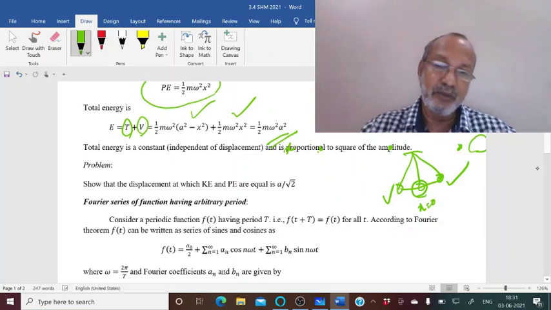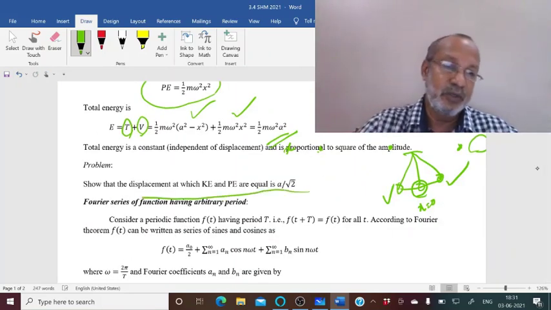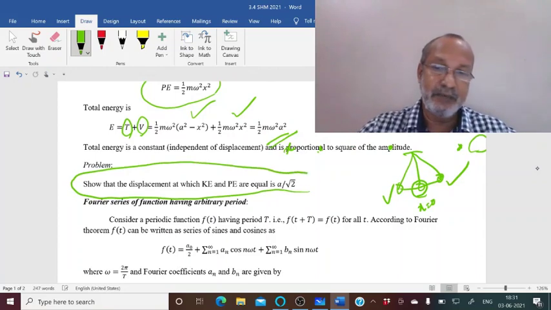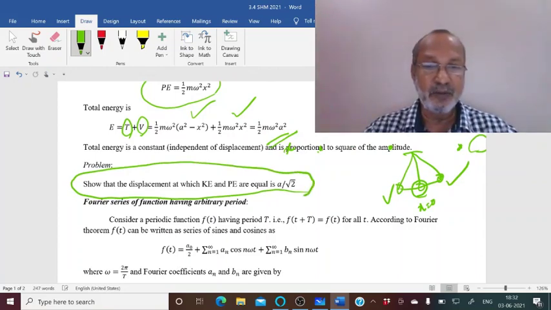And you can try to solve this problem also. Show that the displacement at which kinetic energy is equal to potential energy is given by x is equal to a by root 2.